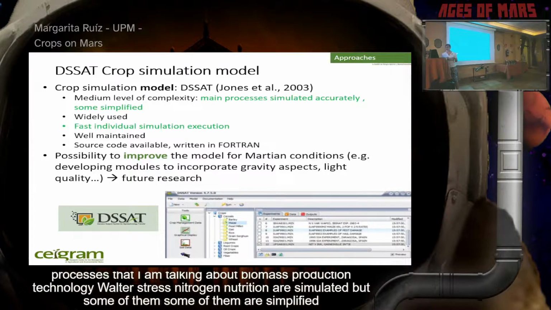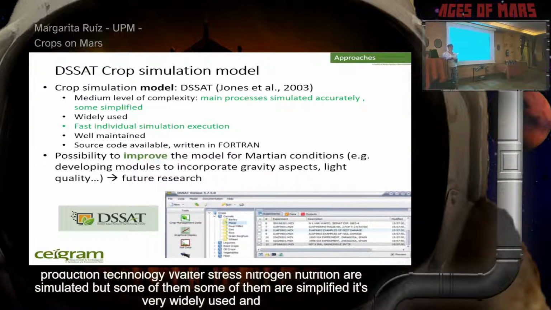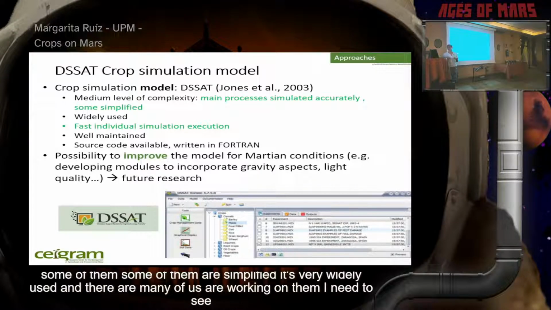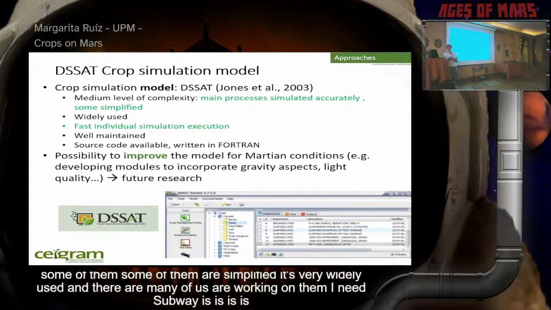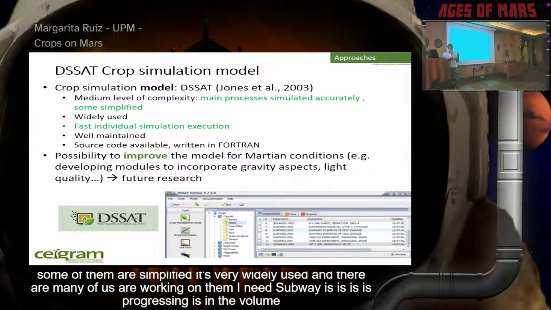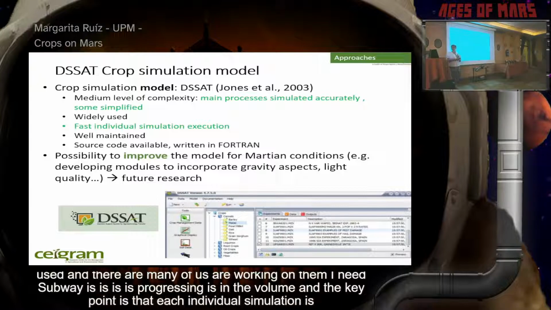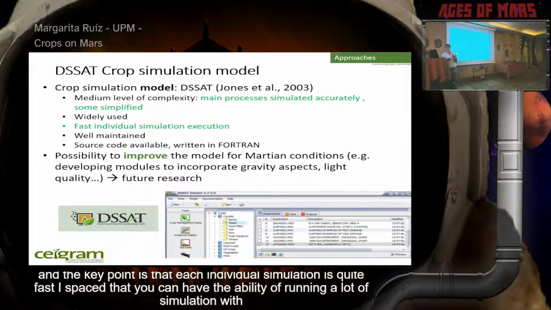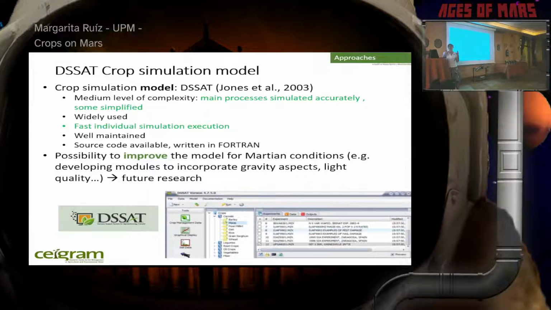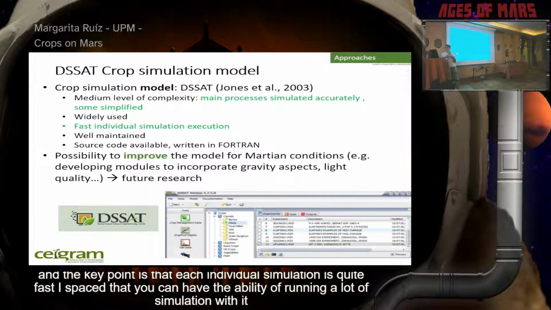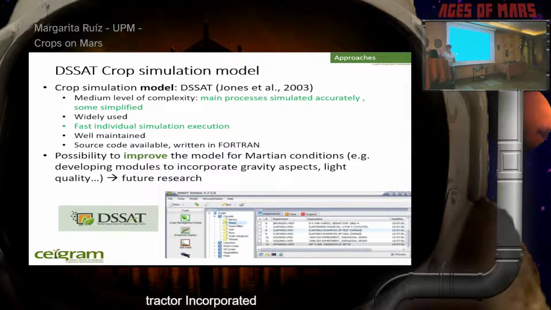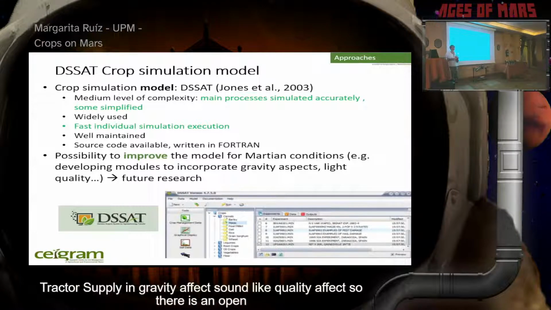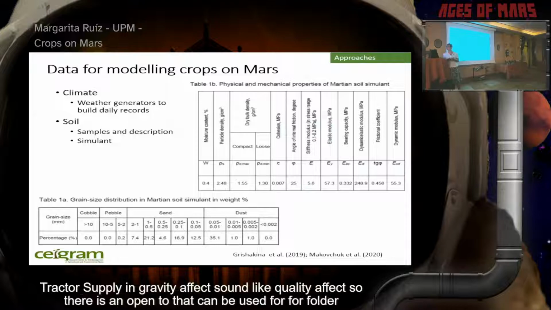It's very widely used and well maintained, and there are many researchers working on it. So it's progressing, it's an evolving model, and the key point is that each individual simulation is quite fast. You have the ability of running a lot of simulations with it, and as the source code is available, you have the possibility to add modules, because it has a modular structure, to incorporate, for instance, gravity effects or light quality effects. So it's an open tool that can be used for further research.